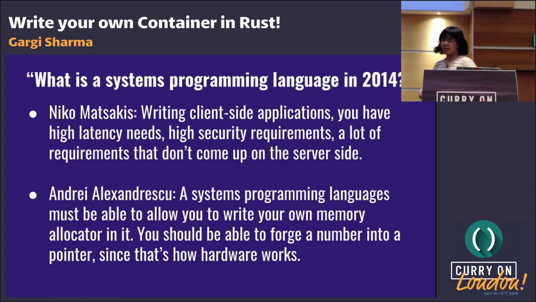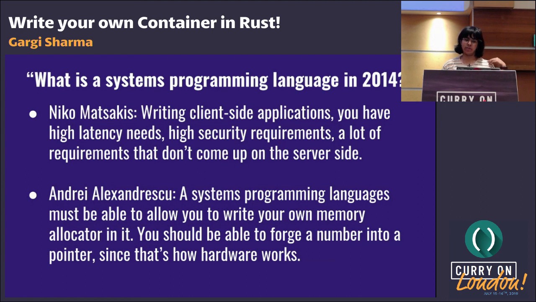So in 2014, there was a panel where they asked a lot of language designers, what does it mean to be a systems programming language in 2014? Niko Matsakis, who's one of the creators of Rust, says writing client-side applications, so you have high latency requirements and high security requirements that you don't have on the server side. So a systems programming language should allow you to do that. By his definition, Go would not be a systems programming language.